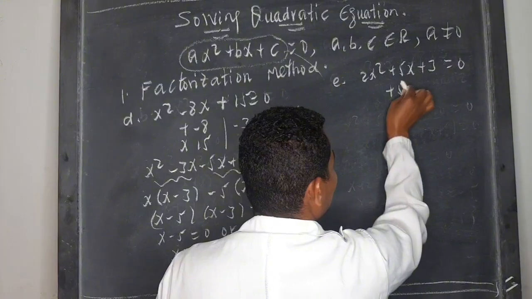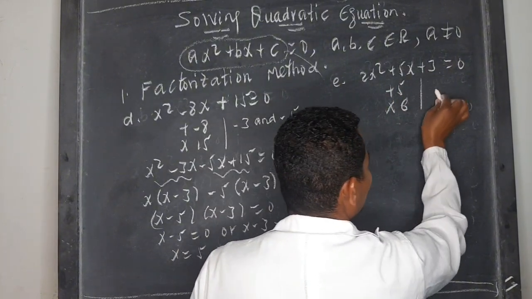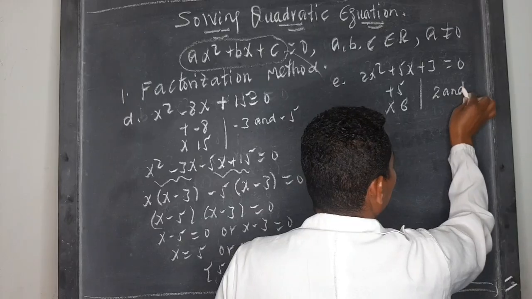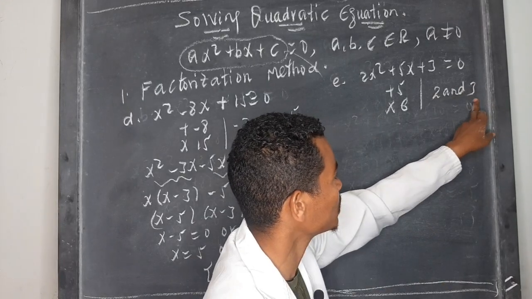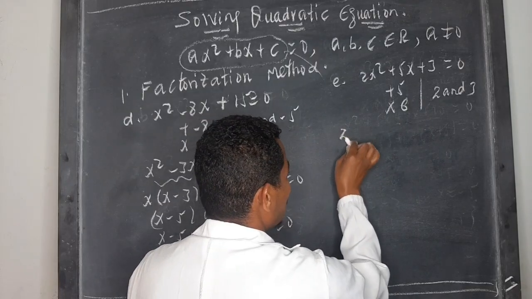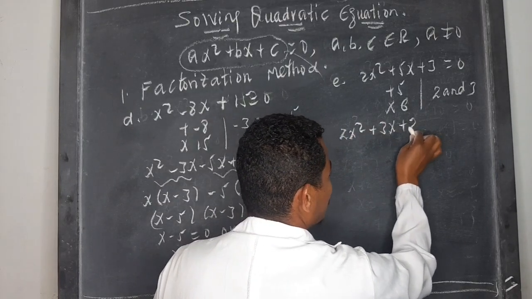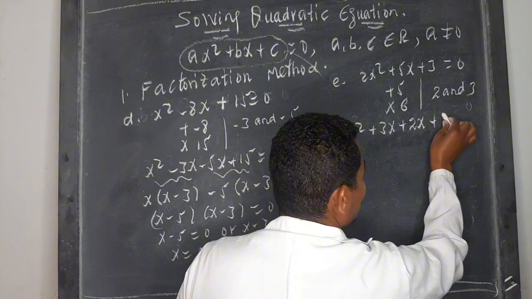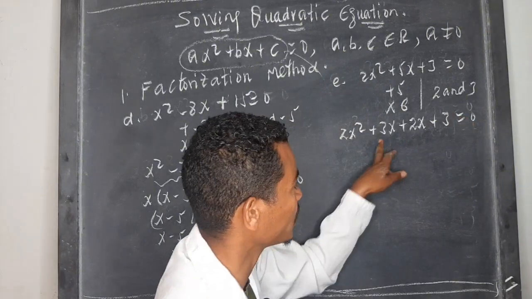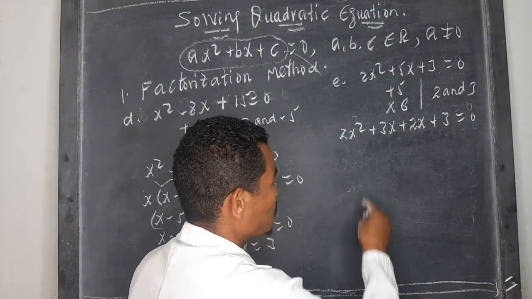e, 2x squared plus 5x plus 3 is equal to 0. ስንደምራቸው 5 ስናባዛቸው 2 ሲባዛ በ3 6. The two numbers are 2 and 3. That is 2 plus 3 is 5. 2 times 3 is 6. እዛ ምንድን ነው የምናደርገው? 2x ስኩዌር ሲደመር 3x ሲደመር 2x ሲደመር 3 እኩል ይሆናል 0። 3x ሲደመር 2x ወይም ደግሞ 2x ሲደመር 3x ማድረግ እንችላለን ቦታ ማቀያየር። ከዚህ በኋላ ምንድን ነው የምናደርገው?